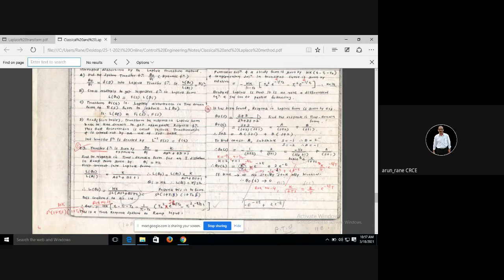Now I am doing partial factorization. So A upon s plus 2 plus B upon s plus 1. So I got the values of A and B. Now, A's value I got is -1 and B's value I got is 2. So now instead of this I will write like this: -1 upon s plus 2 plus 2 upon s plus 1. That is theta o(s) in Laplace domain.